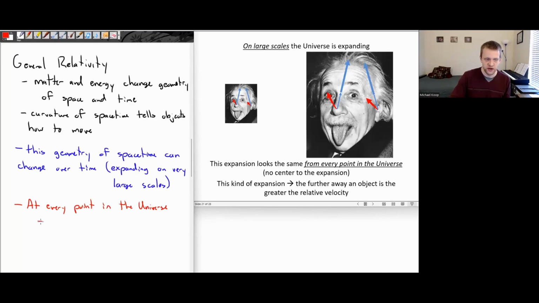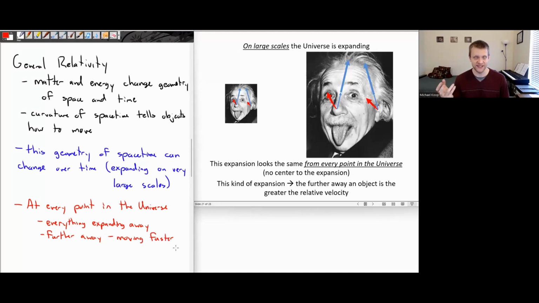At every point in the universe, everything is expanding away from you. And further away, it's moving faster. And again, this is true for all points in the universe. There is no point in the universe where we can say, oh, this is the center of the expansion. As far as we can tell, there is no such thing as the center of the universe.